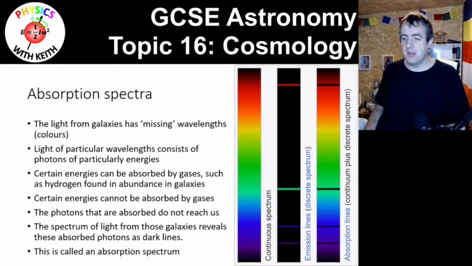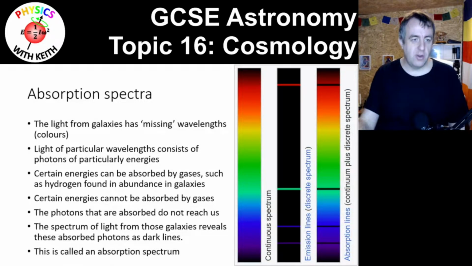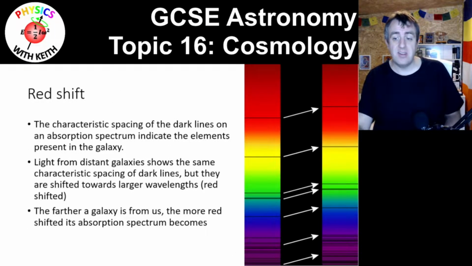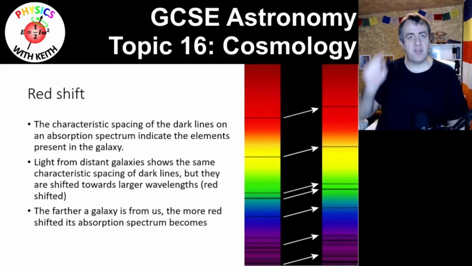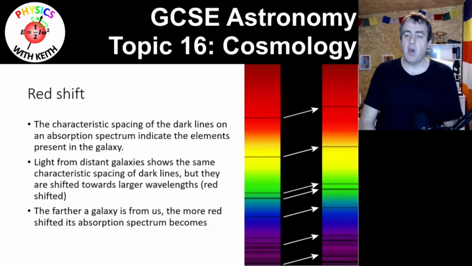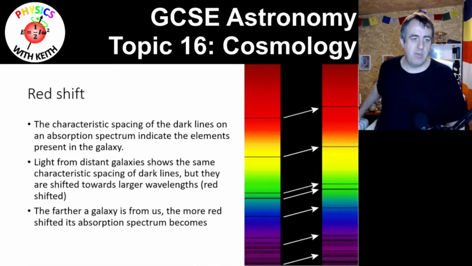I always find that an interesting story. So that is what we can do with an absorption spectrum. Now, one of the things that's interesting is when you look at the absorption spectrum from very distant stars, and by very distant stars, I mean stars that are in distant galaxies. When you look at them, in those cases, we get the same sort of fingerprint, the same relative spacing between the dark lines, but the whole thing is shifted towards larger wavelengths. All the wavelengths are increased a bit.